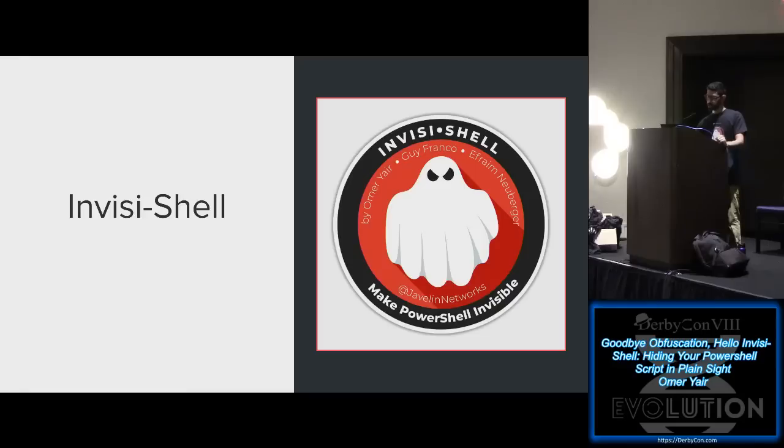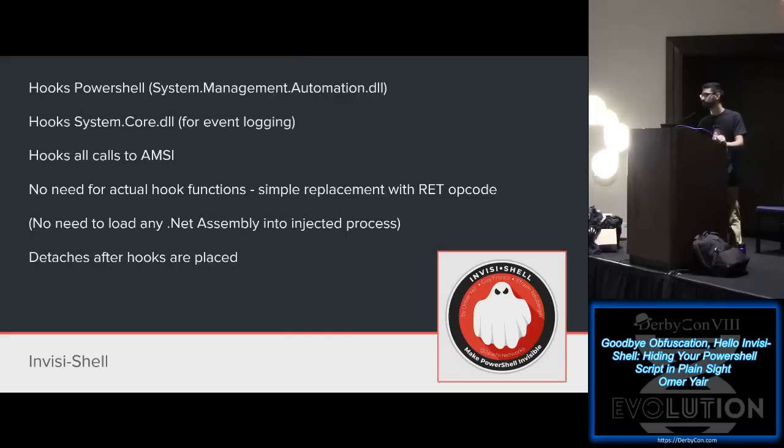Okay, so now that you know how to hook functions, let's see what Invisi-Shell can do for the red team. So Invisi-Shell hooks all of PowerShell functions, and again, when I say PowerShell, I mean System.Management.Automation. It doesn't matter how you load the PowerShell engine, it will be hooked. It hooks System.Core DLL, and I don't know any other method of hooking IL assemblies that can hook this DLL. And it hooks, obviously, all the calls to AMSI.